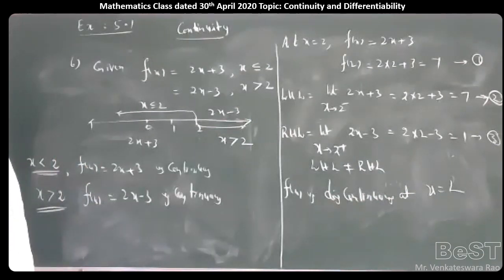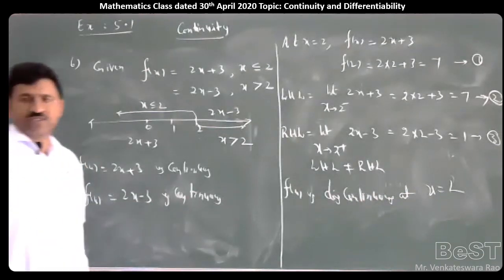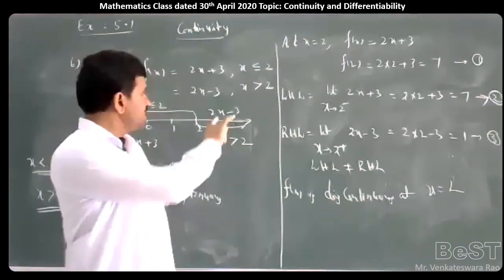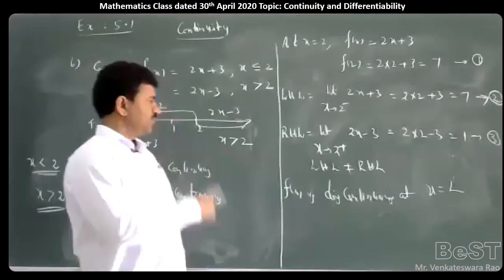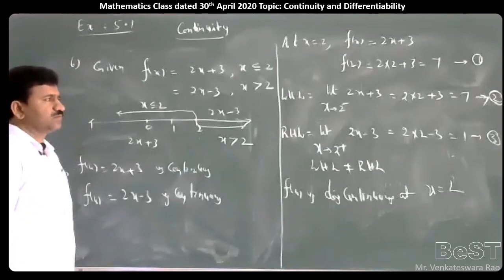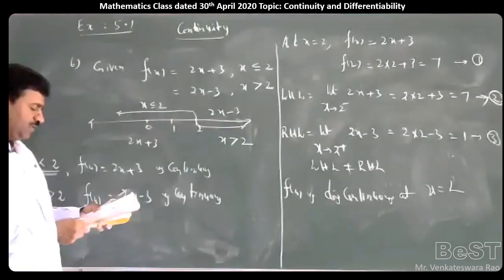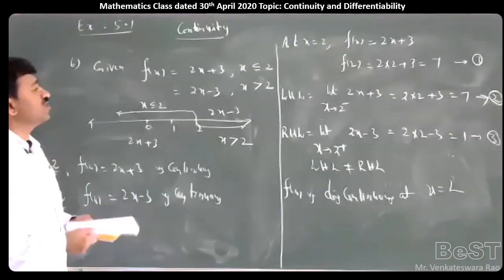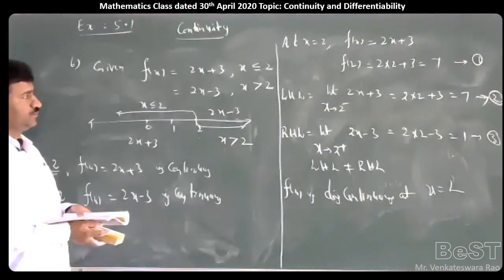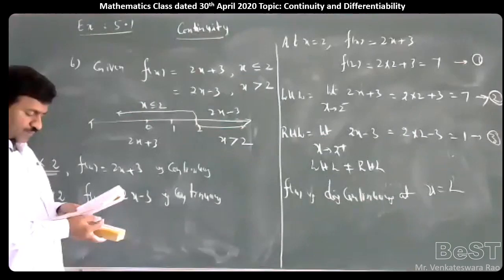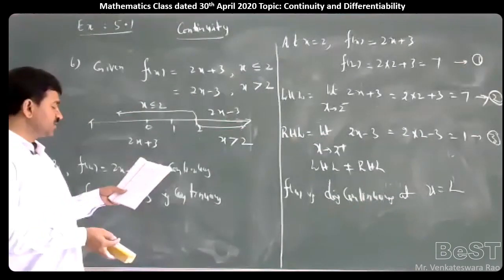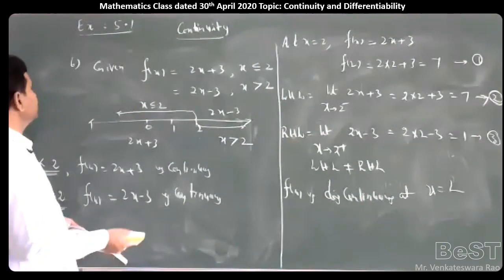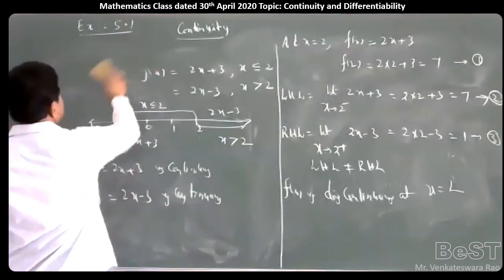What is the point of discontinuity? Only one point, that is 2. That's all. Find all the points of discontinuity of the given function. That is the question. Complete the 7th problem like this yourself.